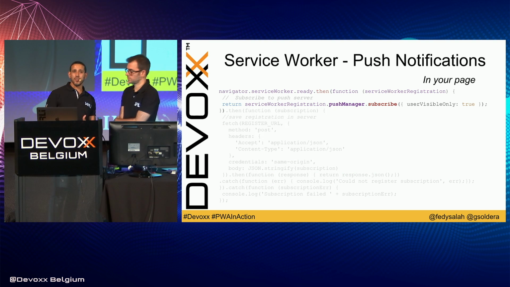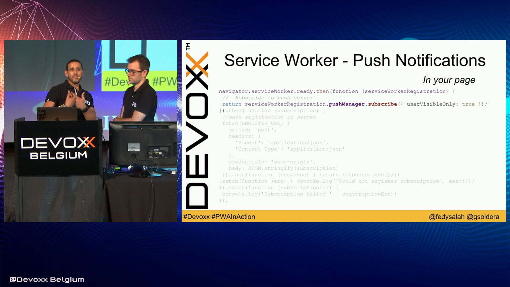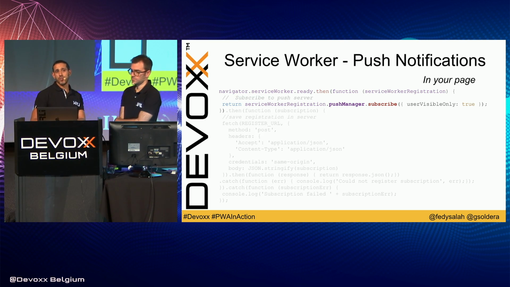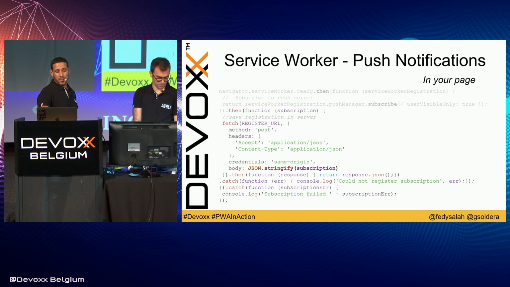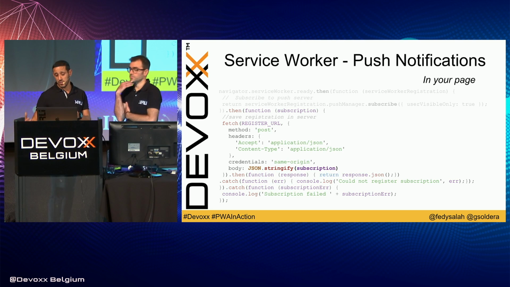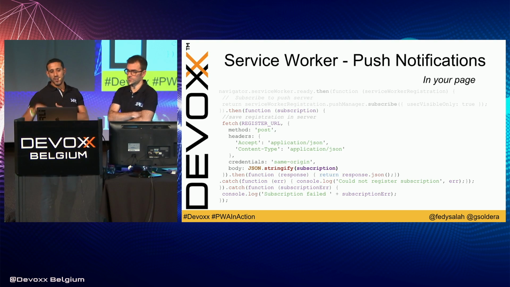Of course, we will ask the user if he authorized the application to send notifications. If the user accepts, this promise will be resolved, and then we will have the subscription object, and we store the subscription object in our application server. Then we ask our application server to send a notification, and the application server will ask the push server to send the notification, and the service worker will intercept the notification.